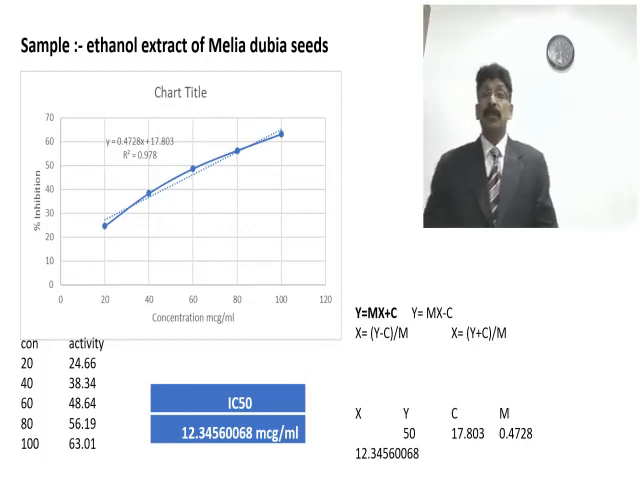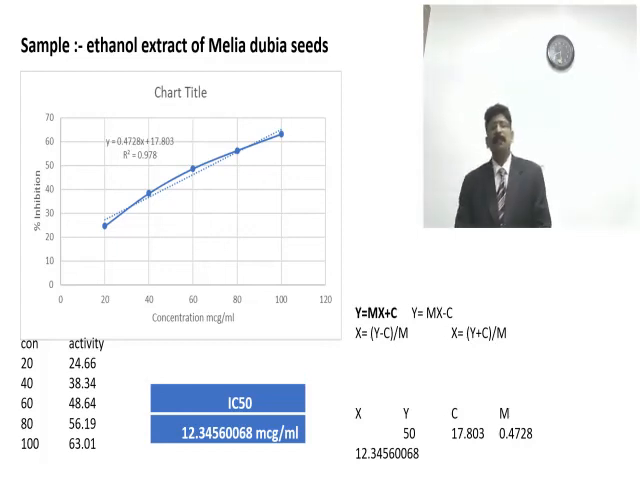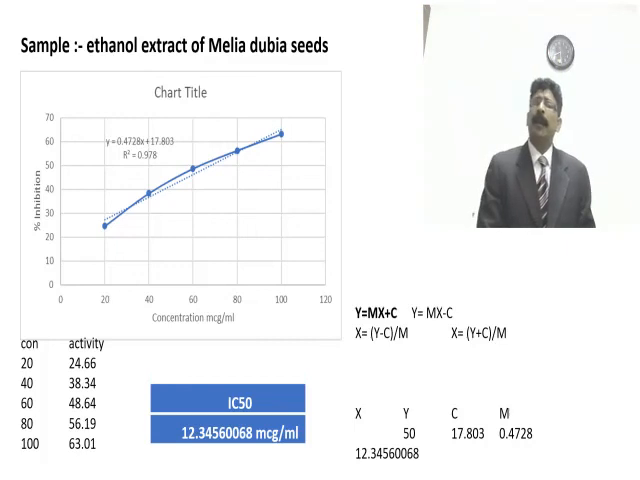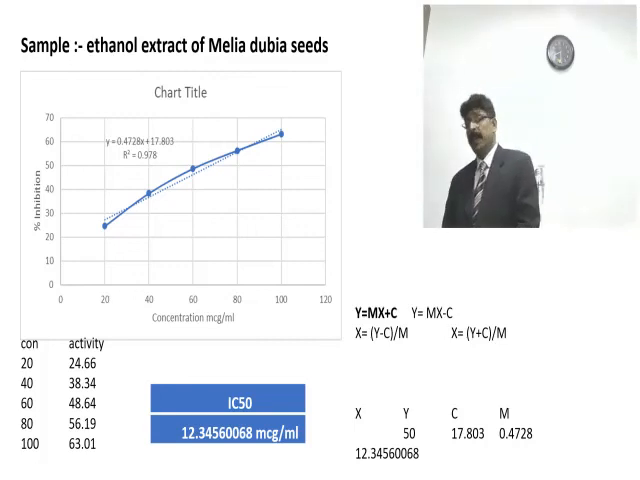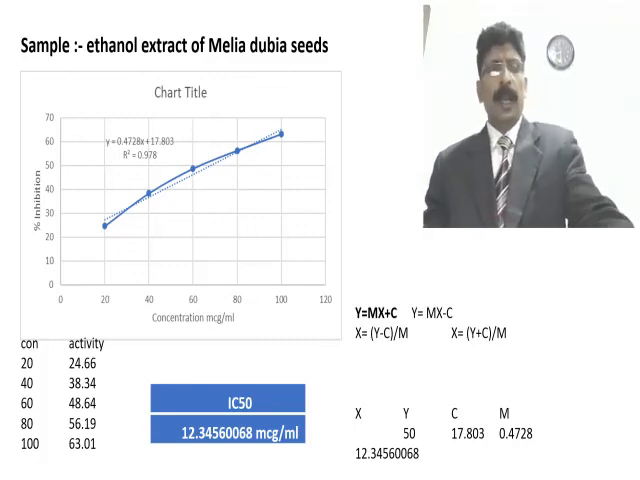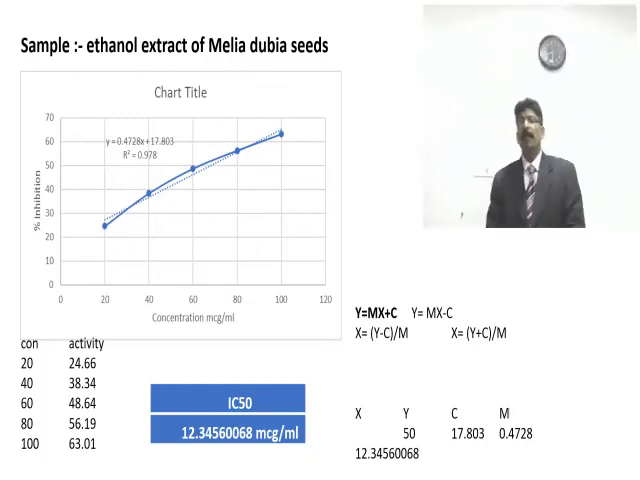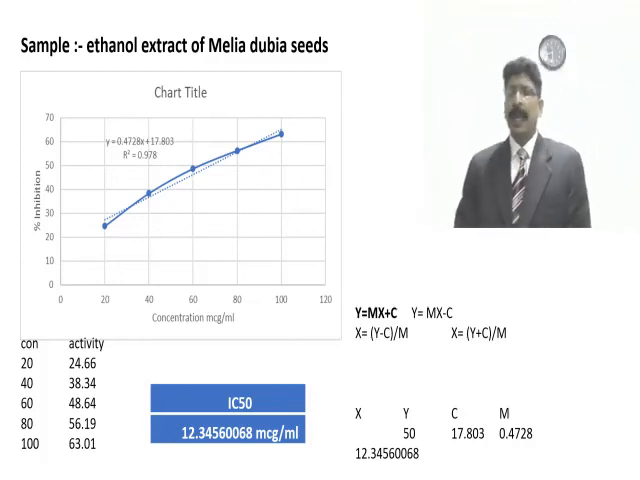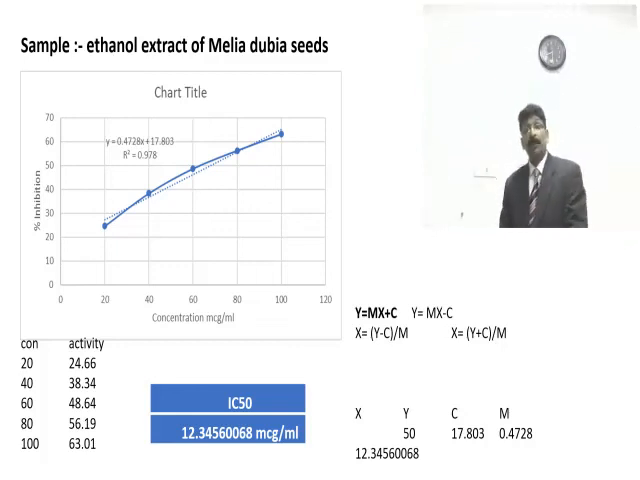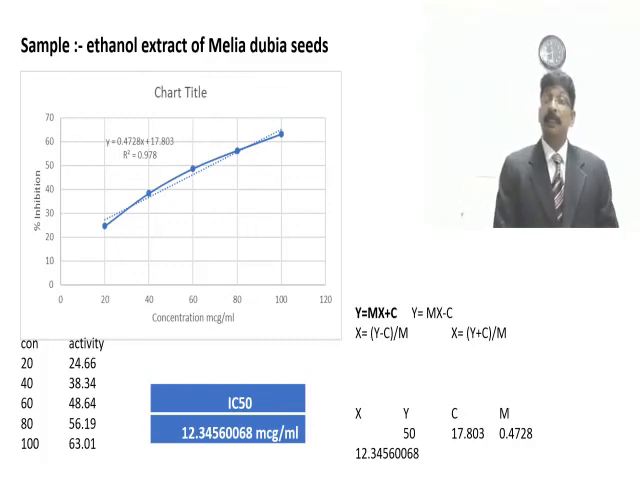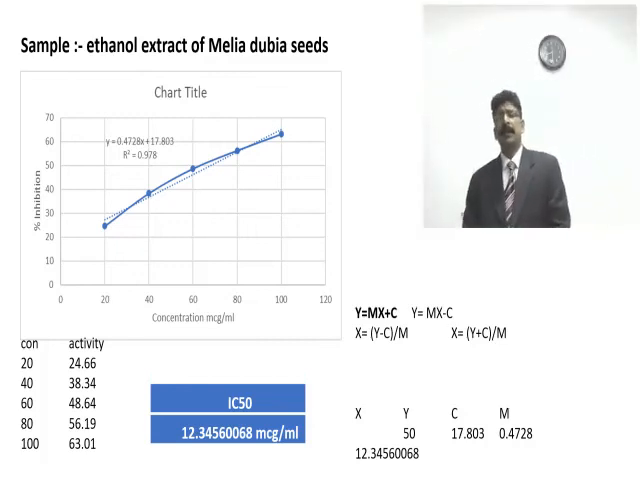So you can see from the IC50 value that the inhibitory activity of the Melia dubaya is weaker than the ascorbic acid. It needs a higher concentration of Melia dubaya. But when you see the standard, it is in a very low concentration itself. It has a high inhibitory activity in ascorbic acid.